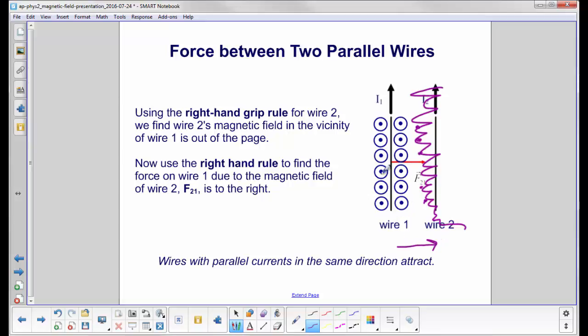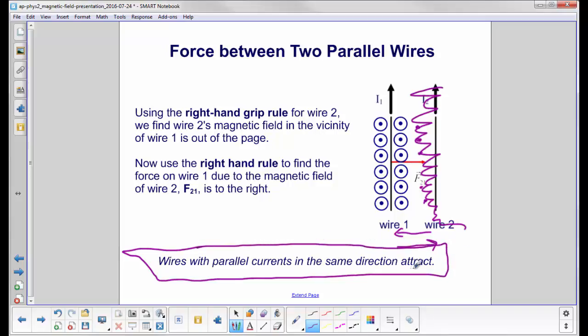So remember, wire 1 is feeling a force in this direction, wire 2 is feeling a force in this direction, and they're the same magnitude, of course. So what we have is wires with parallel currents in the same direction attract. That seems odd, right? Because normally two positive charges repel each other. But in this case, if the current's in the same direction, the wires attract.